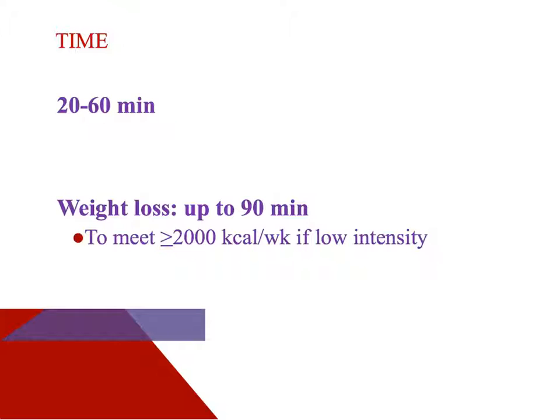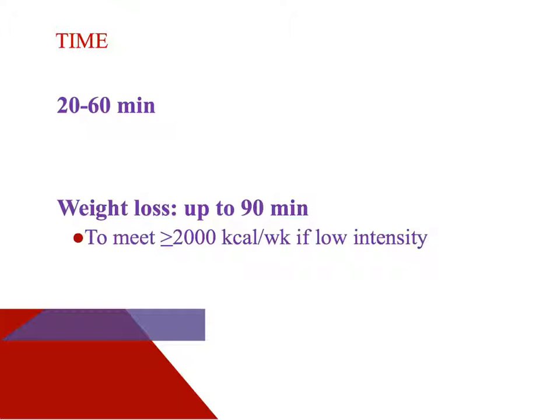When looking at the FITT variable of time, we want to look at 20 to 60 minutes as far as our workout program goes. So with vigorous intensity, again, we can work out at 20 to 25 minutes, but with moderate intensity, we may want to shoot for 30 to 60 minutes, specifically hitting 150 minutes per week of moderate intensity or 70 to 75 minutes a week of vigorous intensity.